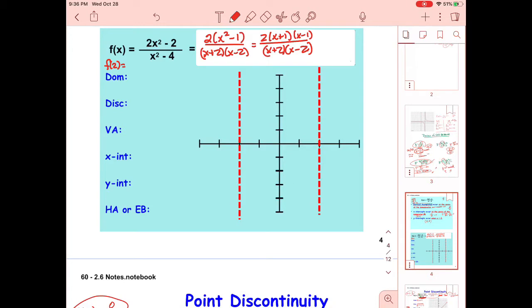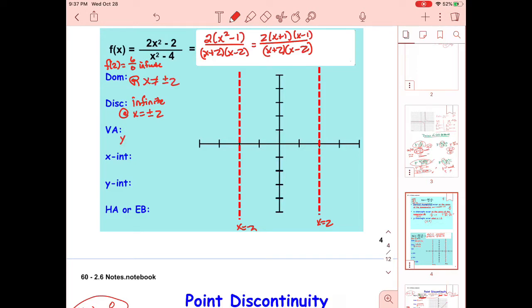And we know that f of 2 will equal 2 squared is 4 times 2 is 8 minus 2 is 6 over 0. That's called infinite discontinuity. And if you plug in a negative 2, you get the same thing. So that means we're going to have vertical asymptotes at x equals 2 and x equals negative 2. So the type of discontinuity, and we do want you to know that, is infinite. And that'll be at x equals plus or minus 2.